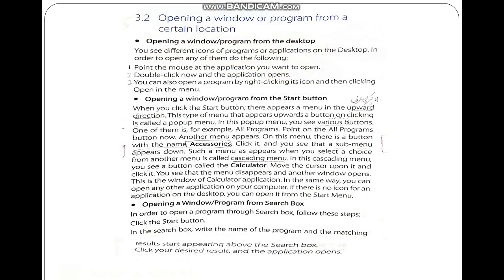Now next we will move to how we can open a program from a certain location. There are three ways of opening a program from a certain location. Number one is opening a Windows program from the desktop. As we have read at the start of this chapter, we can add small pictures or icons on the desktop. We can open the program from this in the following way. Number one, point the mouse at the application or program you want to open. Double click now and the application opens. This was the first way, of opening from the desktop.